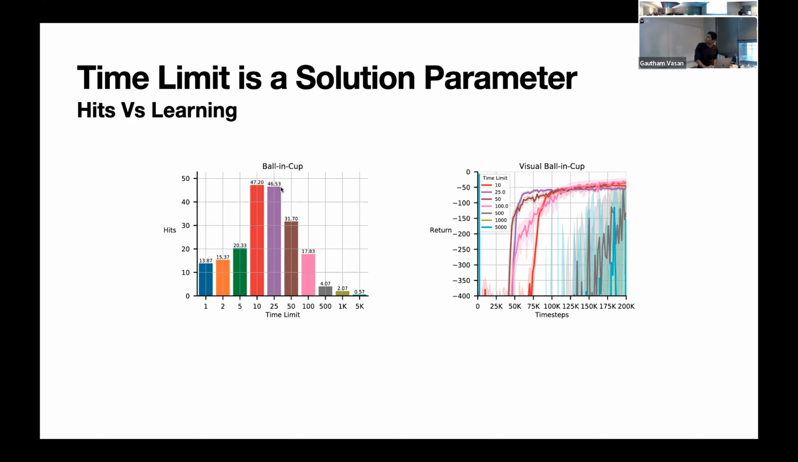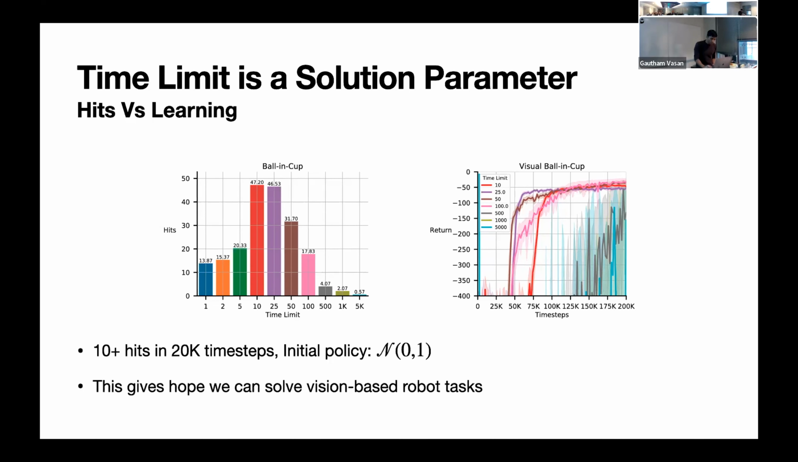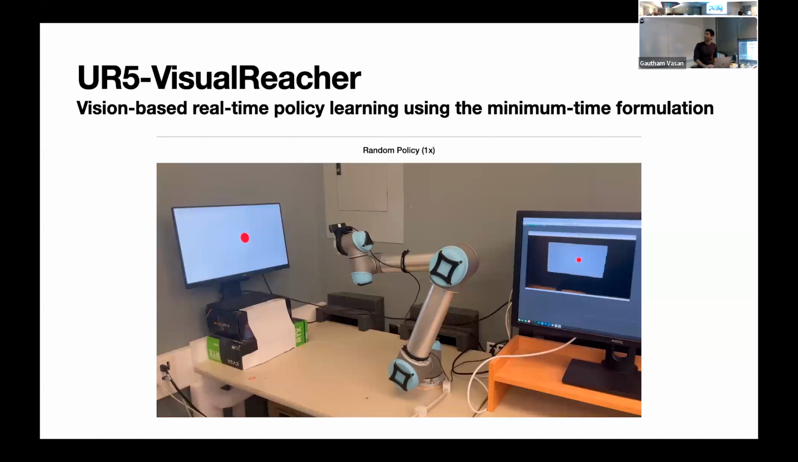And we do see some correlation here. If you pick a time limit of 25, which is the purple curve here, you have a pretty nice learning curve. The best learning curve is for the one with 100, because this accounts for all possible cases where even if the ball is quite far away, you can still swing up and you have enough time to actually reach the goal. So basically what we get from this is if you can get at least 10 hits in 20,000 time steps, even if you're starting with this kind of a Gaussian initial policy, you can have successful learning in a vision-based task. And this gives us hope that we can do something similar with robots as well.